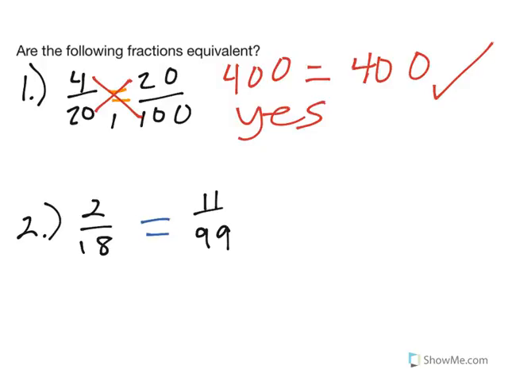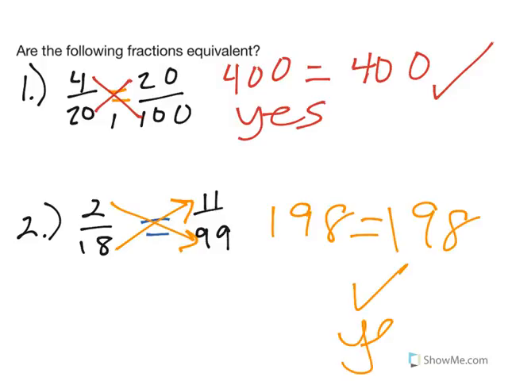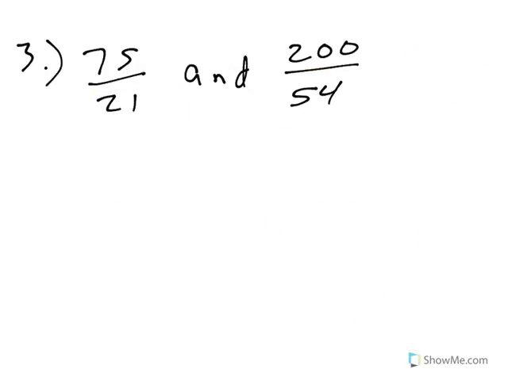If I look at number 2, again, I'm going to take this and set them equal to each other, because you have to set them equal to make it a proportion before you can cross multiply to make this mathematically correct. So 18 times 11 is 198. 2 times 99 is 198. Yes, equivalent fractions.